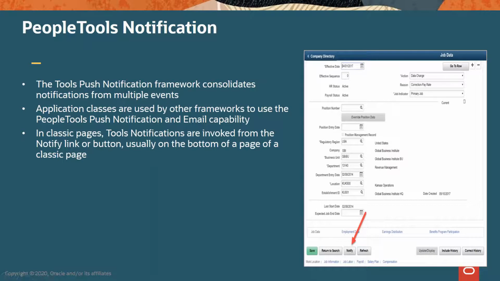Okay, so PeopleTools notification. It's a framework that consolidates notifications from multiple events. App classes are used by other frameworks to use the PeopleTools push notification email capability. And in classic pages, the tools notifications are invoked from the notify link or button, usually on the bottom of a classic page.